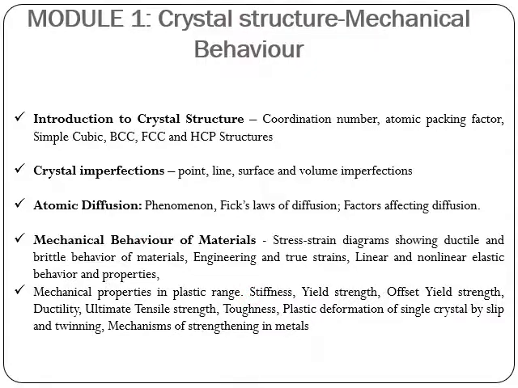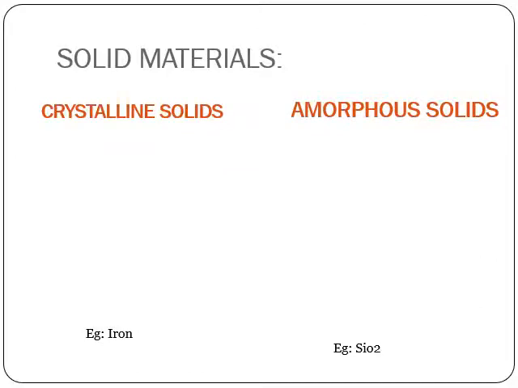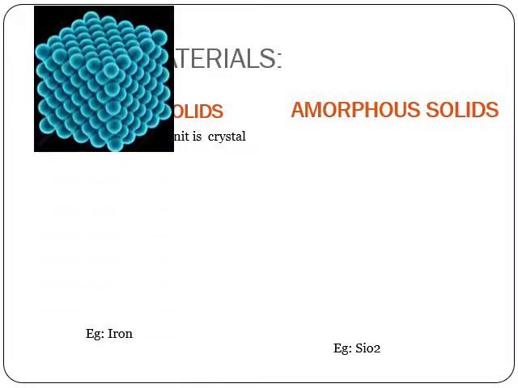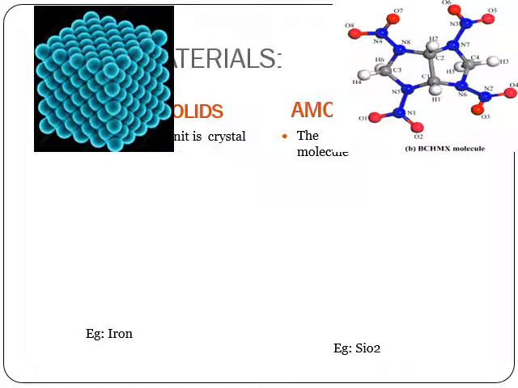So let's take session 1, where we are going to discuss the crystal structure. Whenever we talk about materials, here our concentration is only on solid materials. The solid materials are classified into two categories: one is crystalline and the other is amorphous solids. So what is a crystalline solid? A crystalline solid is one where the basic structural unit is a crystal. But when we talk about amorphous, we won't talk about crystals. Here we talk about molecules. The basic structure available for an amorphous solid is a molecule.